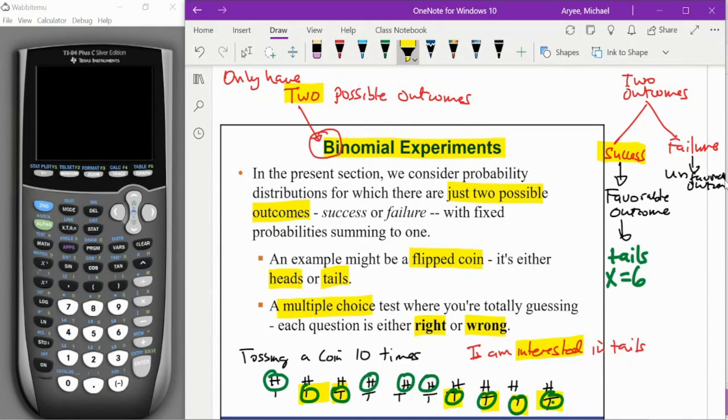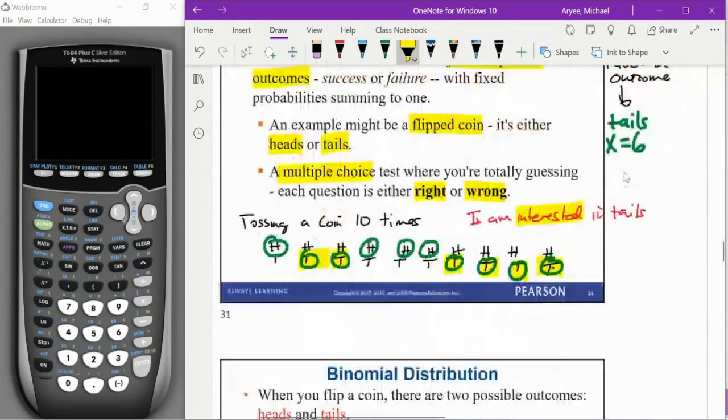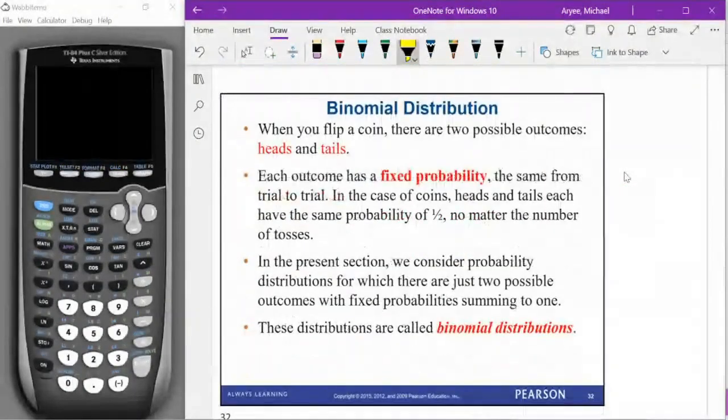So a success means whatever the experimenter is looking for occurred, and a failure means whatever they are looking for did not occur. Note that in a binomial, the experiment has only two possible outcomes. I gave an example that when you flip a coin, it could be heads or tail.